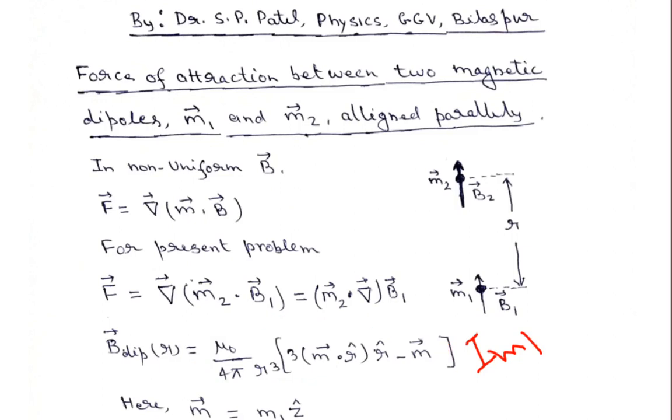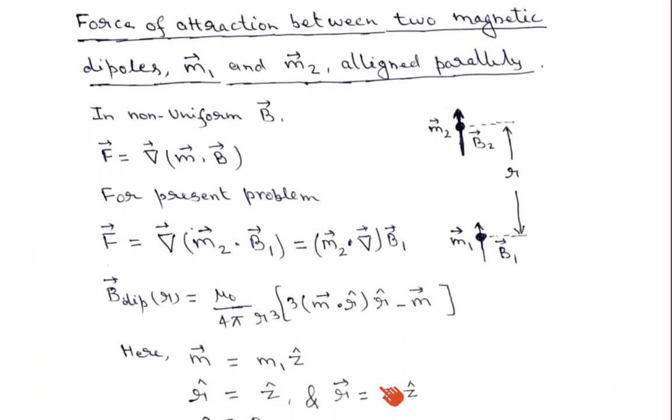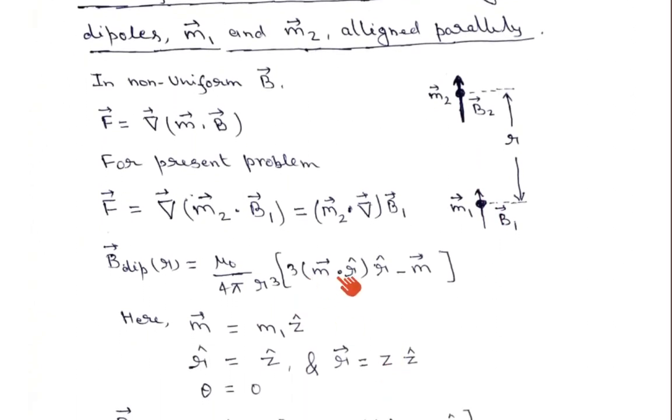Now in the present problem, if you see, m1 is along the z direction. That is a vector, so we have to find out the magnetic field due to this dipole, that is m1.